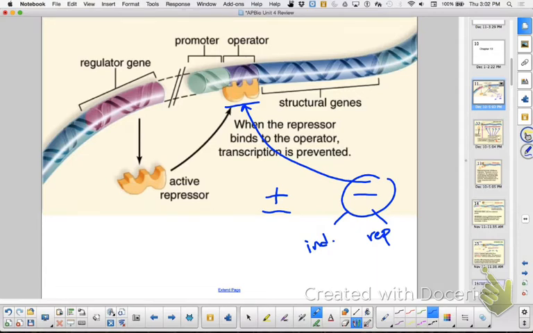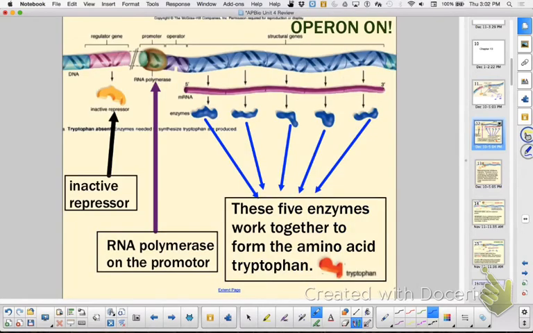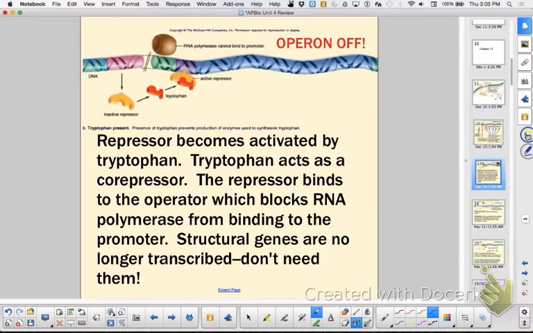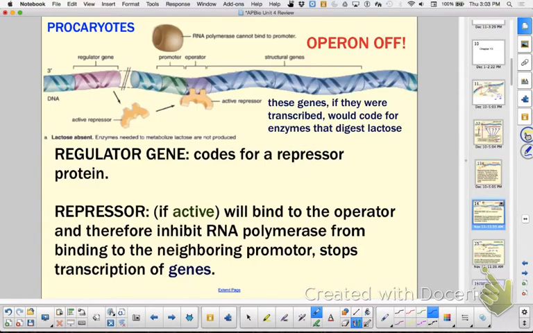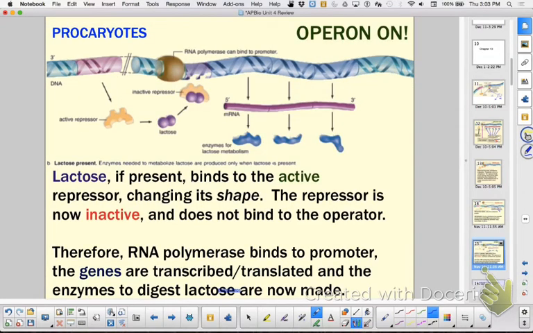Okay, so we talked about when an operon is on, and then you can use something like tryptophan to act as a co-repressor to shut it off and activate the repressor by binding to the operator. We also talked about inducible operons, where the repressor is already on the operator, and lactose. Since these genes right here, when they're transcribed and translated, they translate into a protein that digests lactose, you don't want to turn them on unless lactose is present. So when lactose is there, it will bind to the repressor, who lets go of the operator, and you will transcribe and translate those genes.